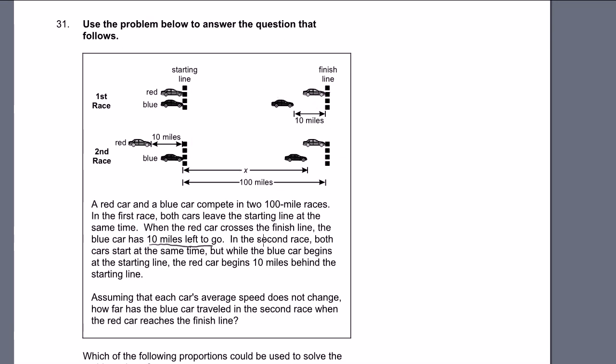In the second race, both cars start at the same time. But while the blue car begins at the starting line, right there, the red car begins 10 miles behind the starting line. Fair enough. Assuming that each car's average speed does not change, that's a big assumption. So I'm assuming from race to race they have the same average speed.